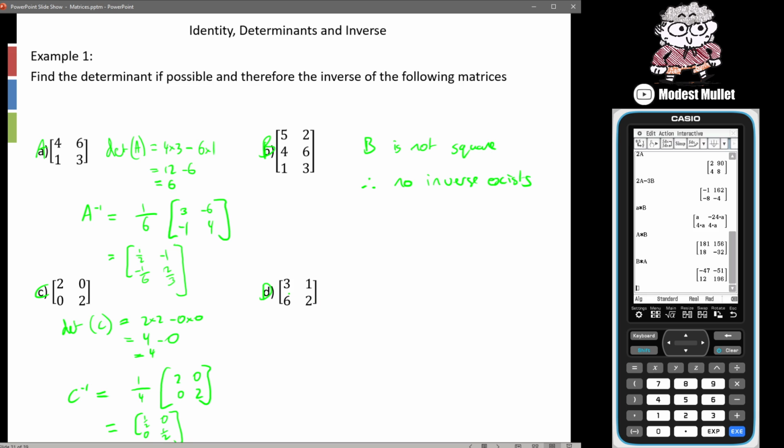And there's our inverse. On the D, it's square, so we can attempt to find the inverse of it. So let's find the determinant first. So the determinant of D is equal to 3 times 2, take away 1 by 6. We get 6 take away 6, which is equal to 0. So since the determinant of D is equal to 0, this is also our other case, no inverse exists. Because if you try and do 1 divided by 0, you break mathematics. You can't divide by 0. So there we go.